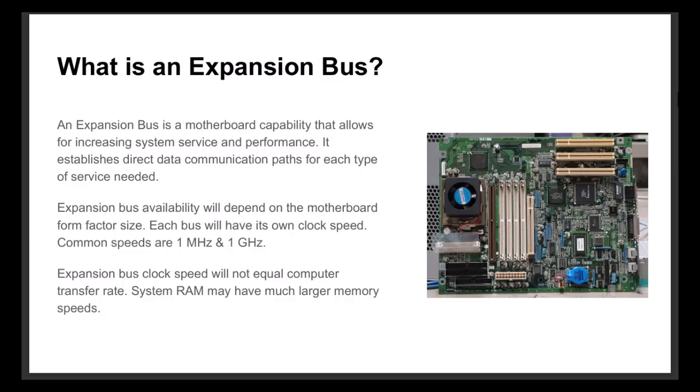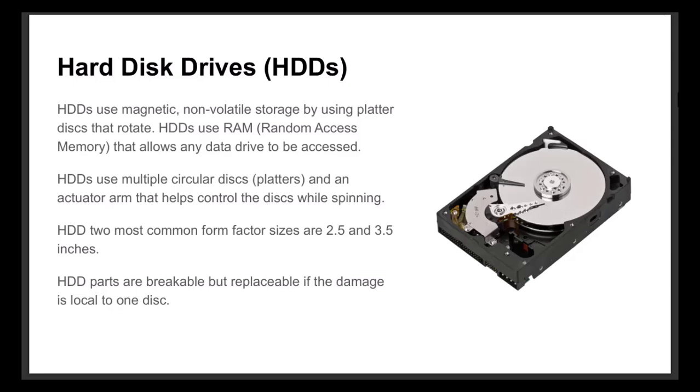Your expansion bus is going to be determined by how many slots are contained within your motherboard form factor. Your expansion bus will also have its own clock speed. This is the amount of operations that your computer can process in 1 second. Your expansion bus will have its own clock speed depending on the type of cards that you are adding into your internal computer system.